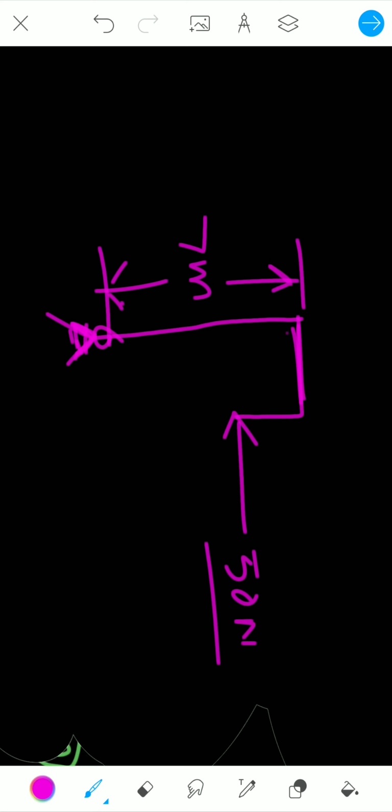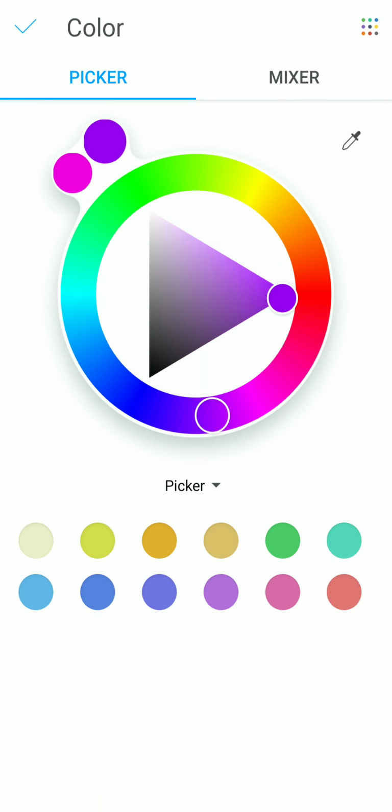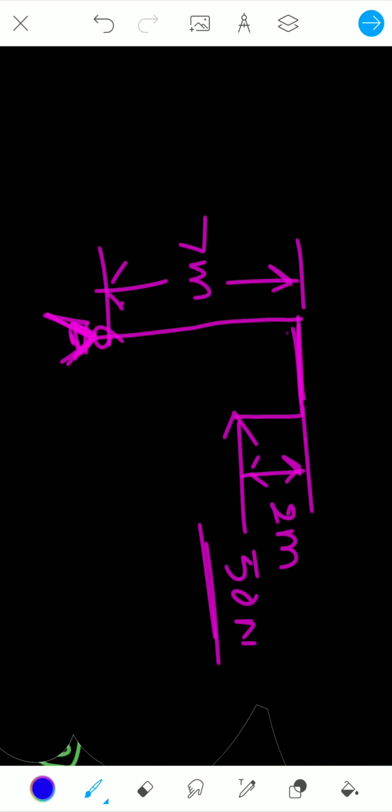So the distance here is 2 meters. The total distance is 7 meters. So here the distance is 2 meters. He is asking us to find out the moment about point A with the force of 50 newtons. So what we have to do? We have to calculate the moment, right? So for that, what we have to do?